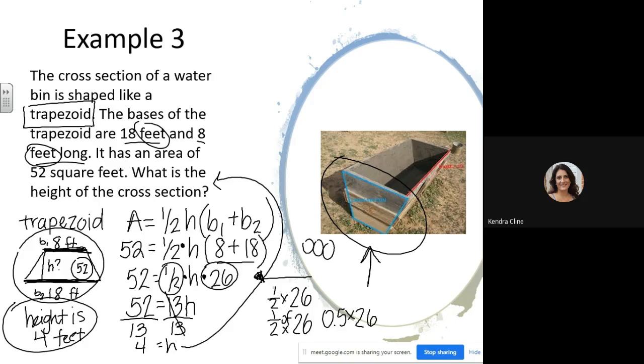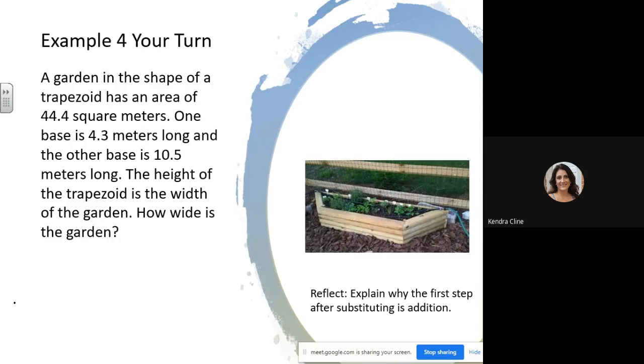Let's do another trapezoid example. Again, if you need more time, you can pause it. I want you to write example 4 on your notes. And it says a garden is in the shape of a trapezoid. So we're working with another trapezoid. I could go ahead and write that down. I'm going to write the name of the shape. And it has an area of 44 and 4/10 square meters. One base is 4 and 3/10 meters long, and the other base is 10 and 5/10 meters long.